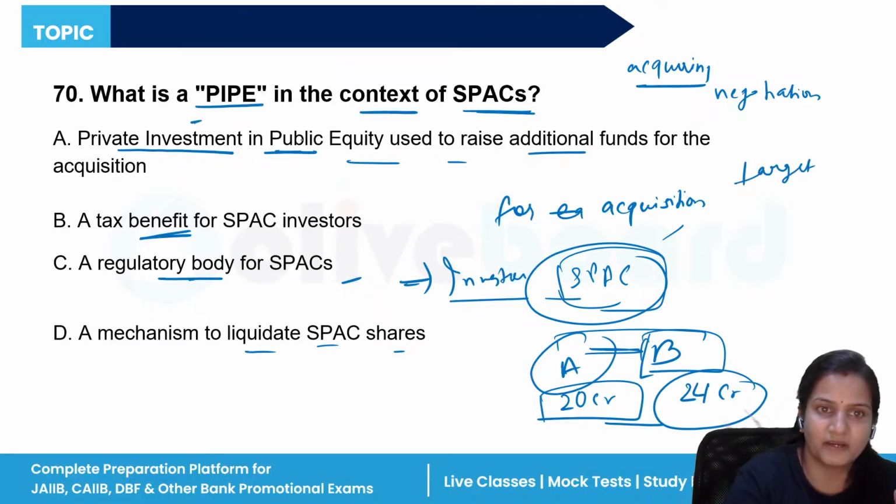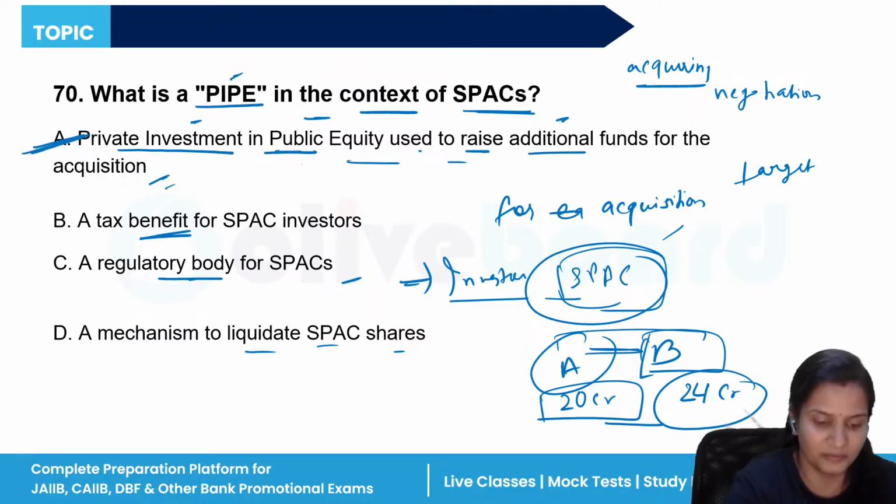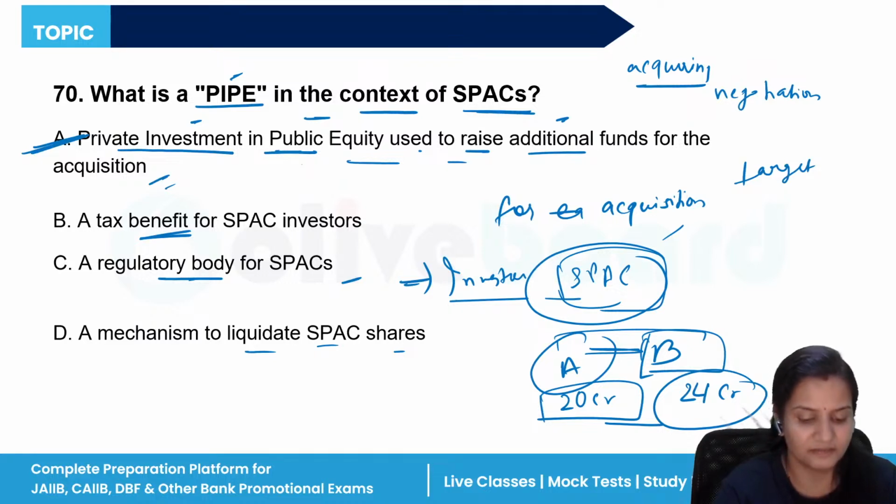So private investment in public equity is used to raise additional funds for the acquisition process so that the process may get completed. This is the use of PIPE in the context of SPACs. Option A will be the correct answer. Clear?